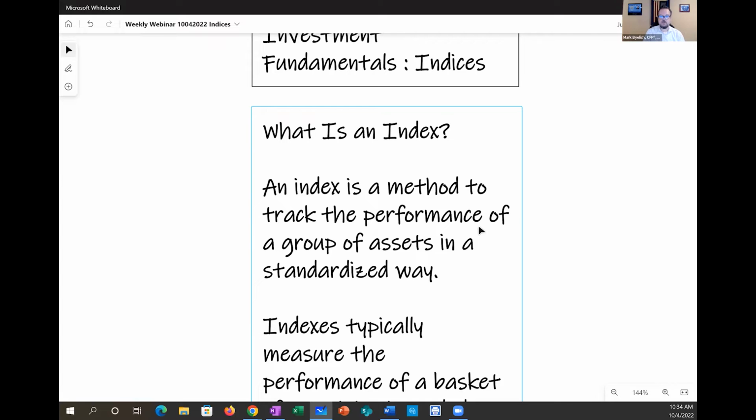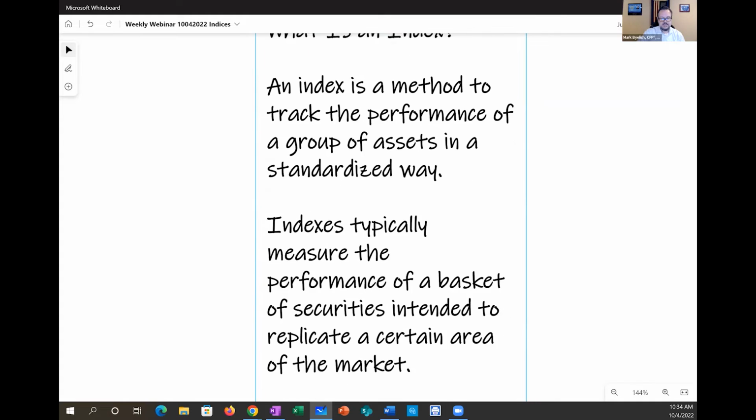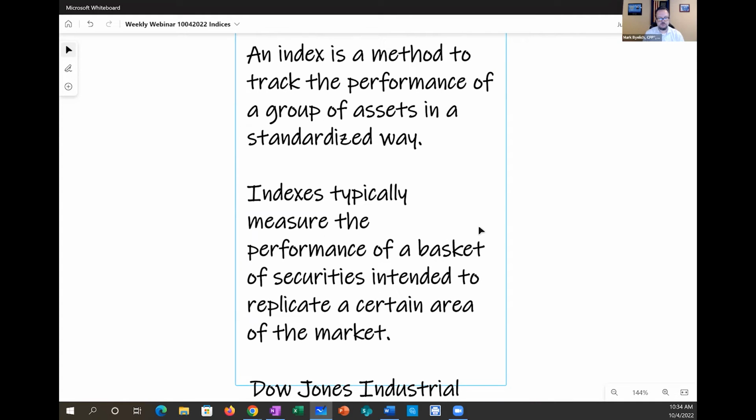It is for general descriptions or definitions of different market tools or activity, things like that. So Investopedia says, what is an index? An index is a method to track the performance of a group of assets in a standardized way. Indexes typically measure the performance of a basket of securities intended to replicate a certain area of the market.